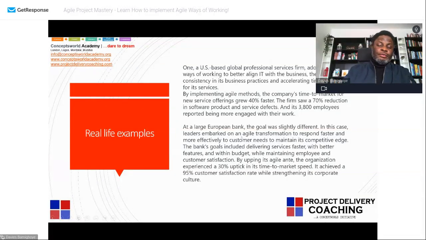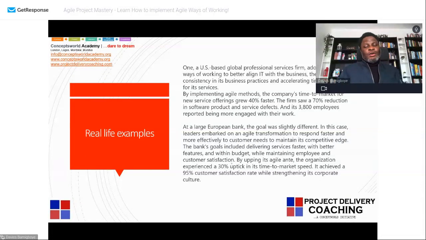Another example is a bank in Europe, where the goal was slightly different. In this case, leaders embarked on an Agile transformation to respond faster and more effectively to customer needs so that it can maintain its competitive edge. The bank's goals included delivering services faster. They wanted to deliver services to the market faster, but with better features and within budget, while maintaining employee and customer satisfaction. You can see that they have very high goals. They don't want to spend more money, but they want their employees to be happy, and they want to put more features into what the customers get.